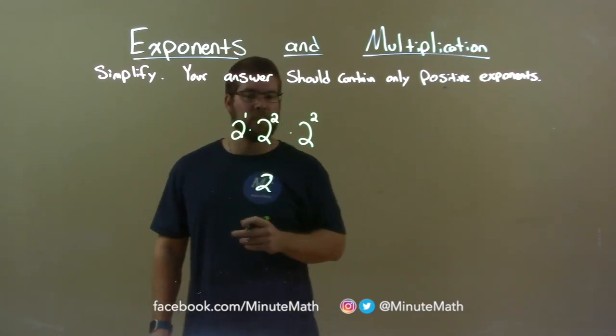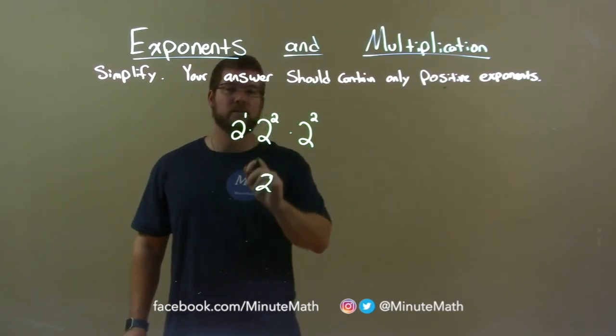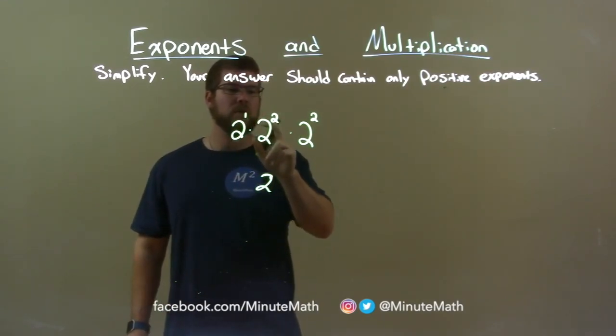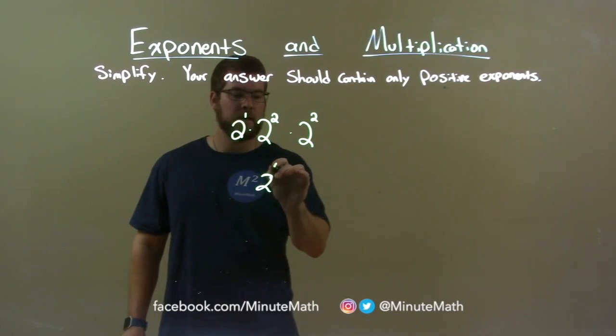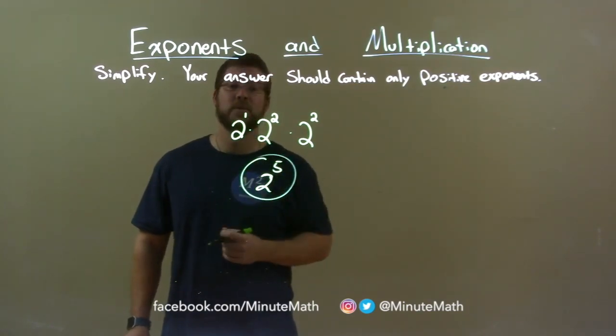Now we have to add the exponents. When we have multiplication, we add the exponents when the base is the same. 1 plus 2 plus 2 is 5. And so our final answer is 2 to the 5th power.